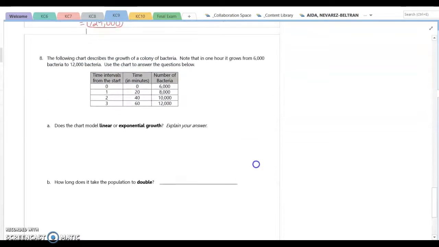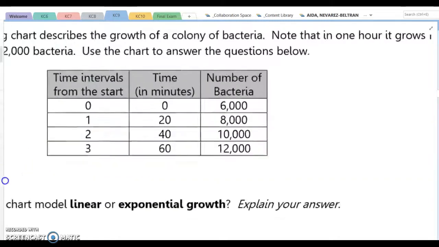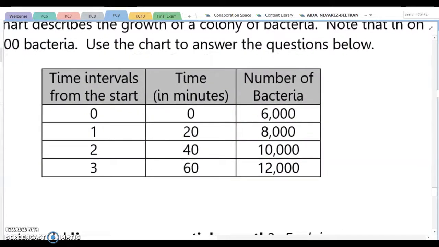So number 8, this is our last one. So the following chart describes the growth of a colony of bacteria. Note that in 1 hour it grows from 6,000 to 12,000. Use the chart to answer the questions below. So with this one, right, so we have our intervals, we have our time, and then we have our number of bacteria.